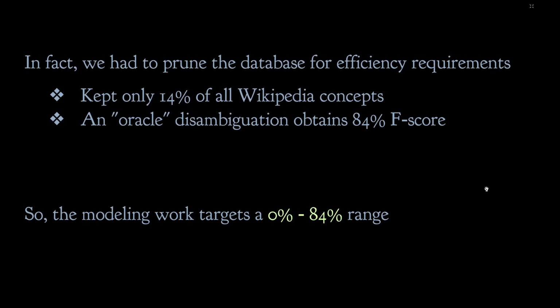And by keeping only 14% in this way, an Oracle disambiguation step would still be able to obtain 84% F-score. So we thought that this was a reasonable trade-off, keeping the database quite small and in memory. But of course, it limits us a lot because it means that the modeling work at this point really targets the 0 to 84% range. So even if we design the best entity linking model that we could, we would still only obtain 84%. So this is extremely important to keep in mind and to know that that's really just the upper bound that we're working with.